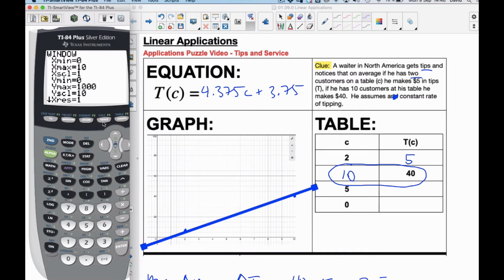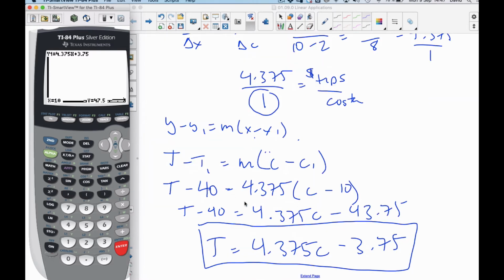So now when I hit the trace button, there's my graph. Everything's typed in okay. If I type in 10, if I've done it correctly, I should get 40. Oh, I don't. Uh-oh, what did I do wrong? Oh, minus. And this here says plus.